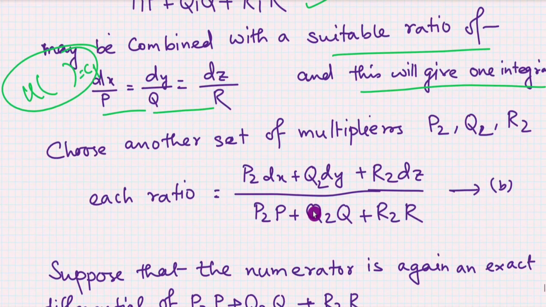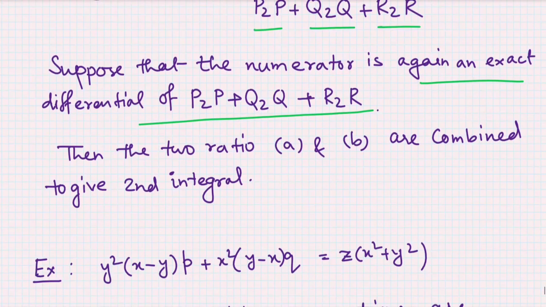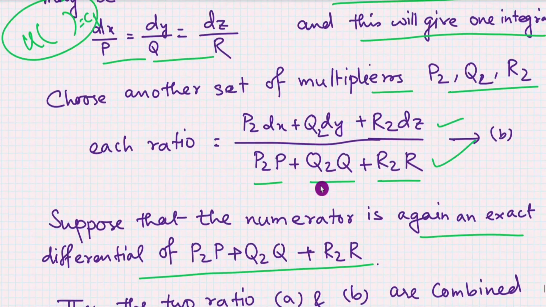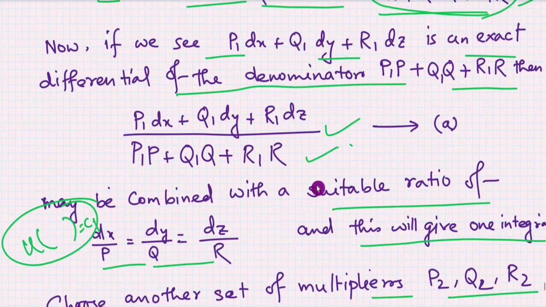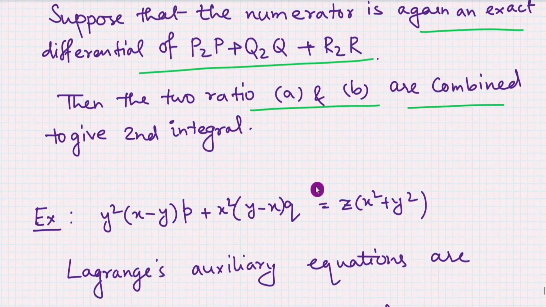Now choose another set of multipliers p2, q2, r2. Each ratio is equal to, you can write, (p2 dx + q2 dy + r2 dz) by (p2 P + q2 Q + r2 R). Suppose the numerator is again an exact differential of the denominator p2 P + q2 Q + r2 R, then the two ratios, a and b, are combined to give the second integral.